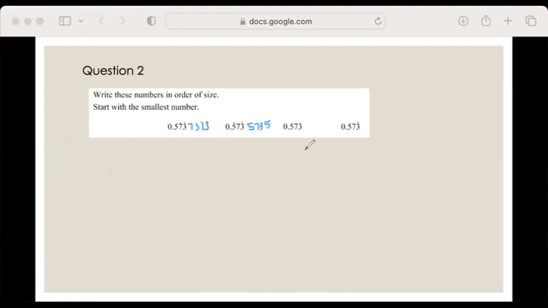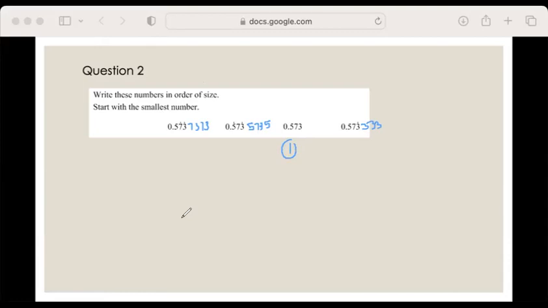The third one, just 0.573, is not a recurring answer. So that means the rest will be zeros. And the last one, you can see, only the last 3 is recurring. Right, so now we have written it down. Now it's easy for us to figure out which one is the lowest. So out of all of these, 0.573 is the smallest one.